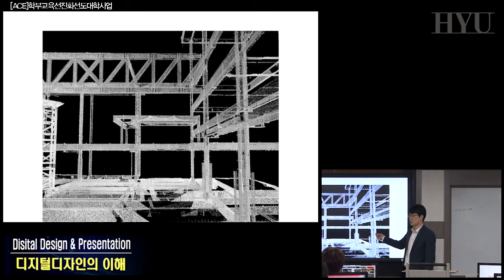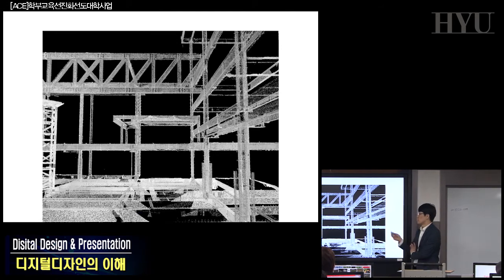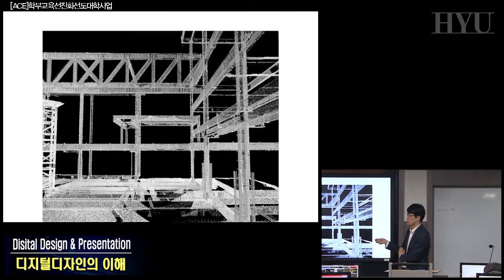Laser reflects off some object surface as a point, so the computer can collect millions, billions of points. That is why it looks like some cloud. So point cloud is the measurement and observation result.